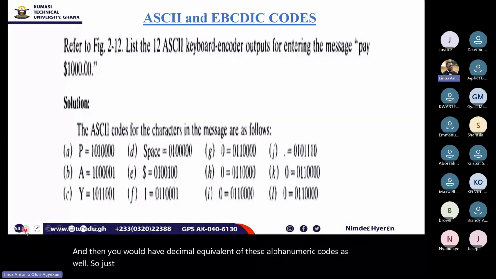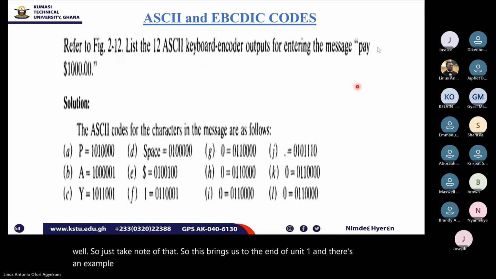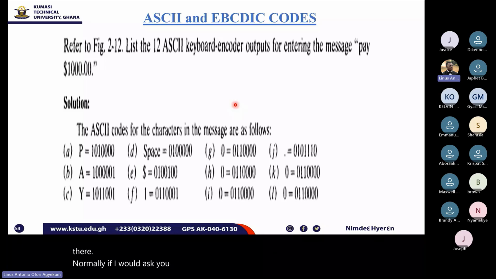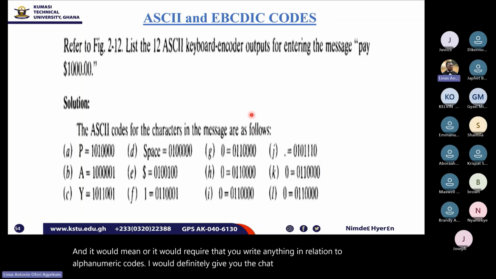So this brings us to the end of Unit 1. And there is an example here which I would want you to look at. And it says, refer to the chart there. Normally, if I would ask you any question in exams, and it will require that you write anything in relation to alphanumeric codes, I would definitely give you the chart, and you would be asked to write those codes.